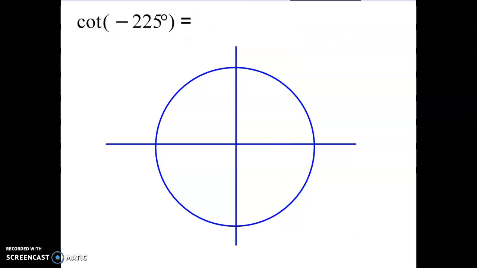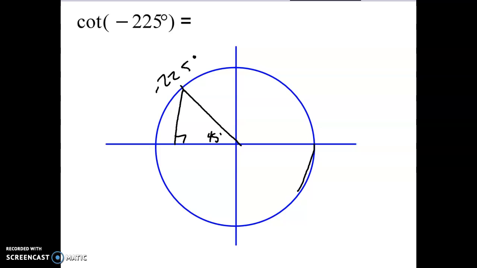All right, let's do cotangent. Cotangent of negative 225. Okay, so now we're going to go clockwise. We're going to go in a negative manner. So let's see what I've got here. I've got 90, 180, 270. Okay, 270 is too much. Go back to 180. How far from 180 do we need to go to get to negative 225? Well, if I subtract that, I'm going to get that my reference angle is 45 degrees.